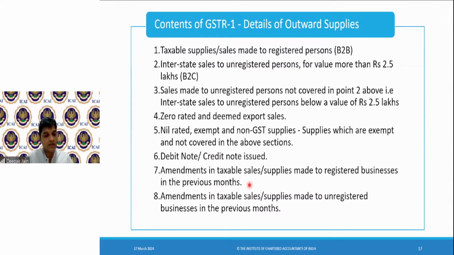Amendments in taxable sales or supplies made to registered business in previous months. So we said that you can do amendments also in the GSTR-1. Last month you had made a supply to one of your customers. Now that customer's GSTIN you mentioned wrongly, so it is not appearing in his GSTR-2A. So he says that please correct this. So next month when you file the GSTR-1, that time you have an option in GSTR-1 of an amendment. Through that amendment, you can correct the GSTIN so that the credit will go to the correct person.